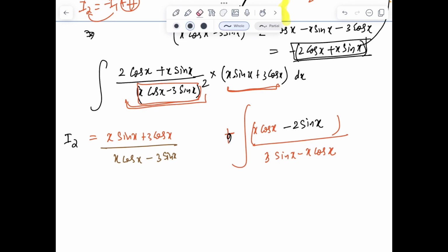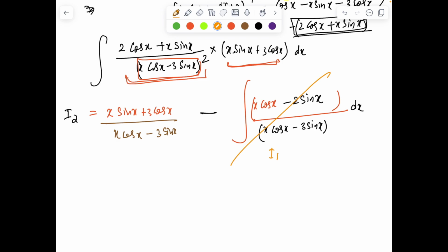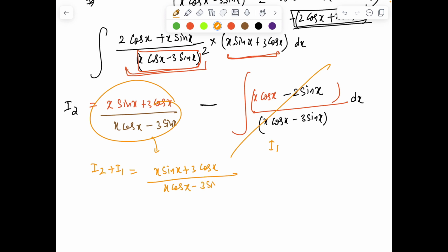Okay, so if I take minus common over here, and I replace this with a negative sign, which gives me x cos x minus 3 sin x. So from here the final answer that I'm going to get is this is I1, and I wanted I2 plus I1, and that is nothing but this is the answer to our problem. Set x sin x plus 3 cos x divided by x cos x minus 3 sin x plus constant.